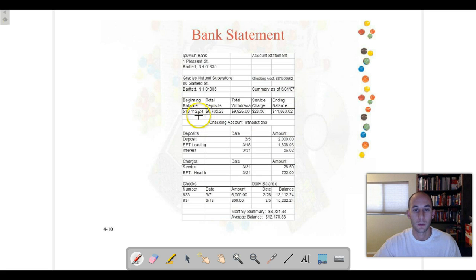Beginning balance, this would be the beginning balance as of 3/1, we'll say. So March 1st, beginning balance was 13,000, and then it goes through the month. Here's just an overview of what happened. We had deposits that were this much, we had withdrawals of that much, and we had a service charge from our bank for keeping all this money for us of $28, and so our ending balance with the bank shows that we have 11,863.02 as of that day.